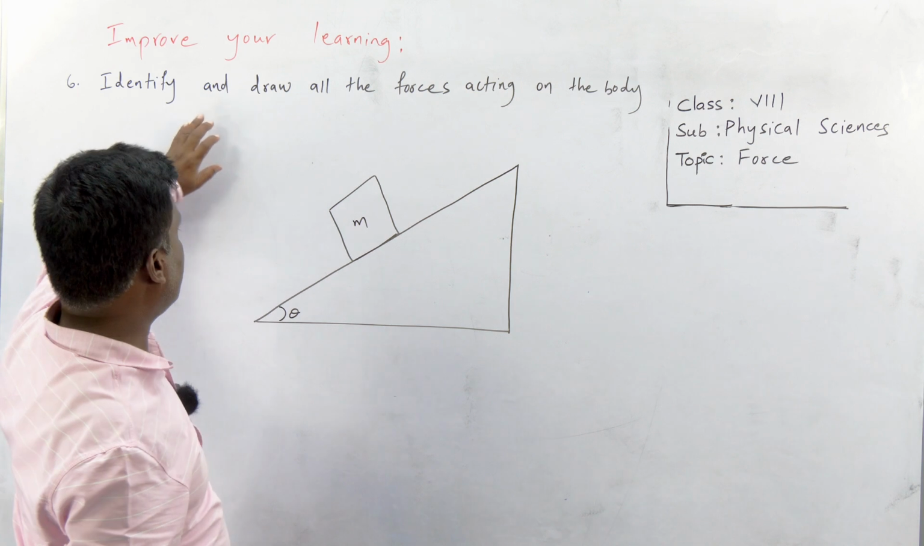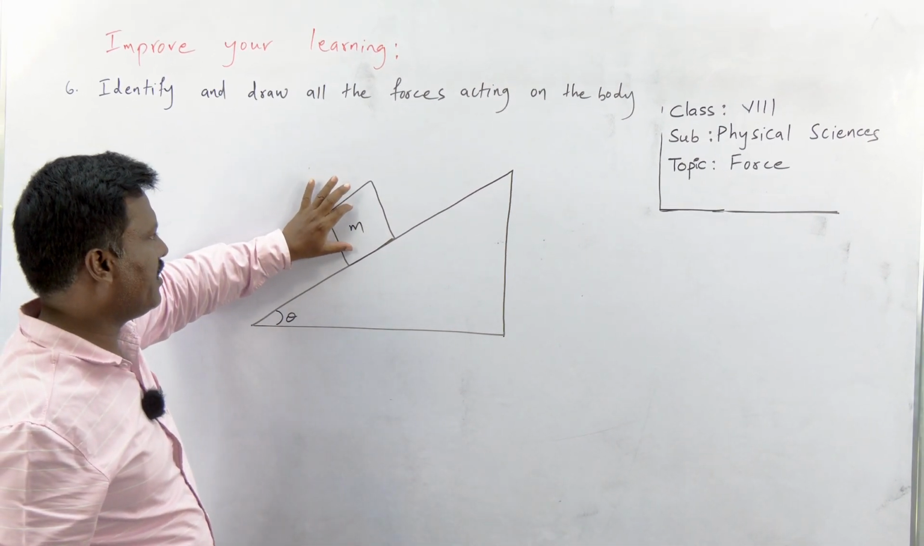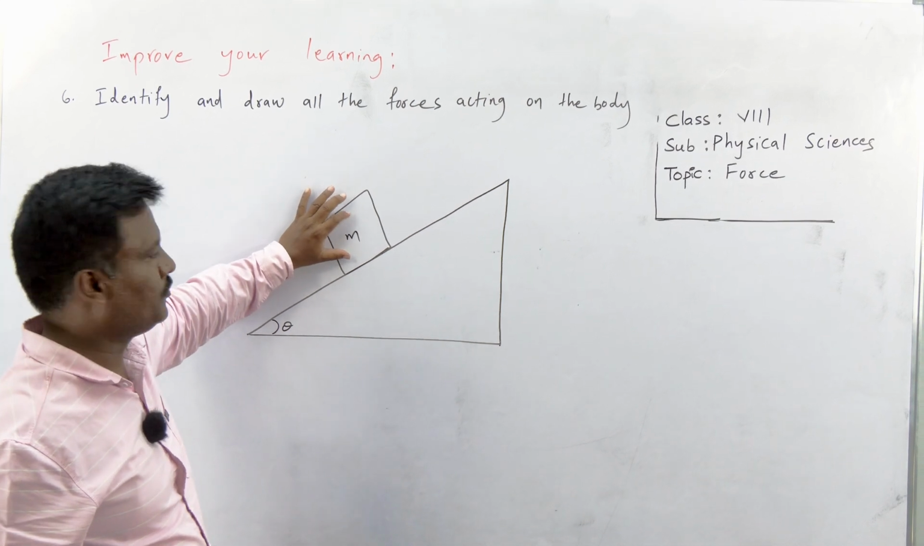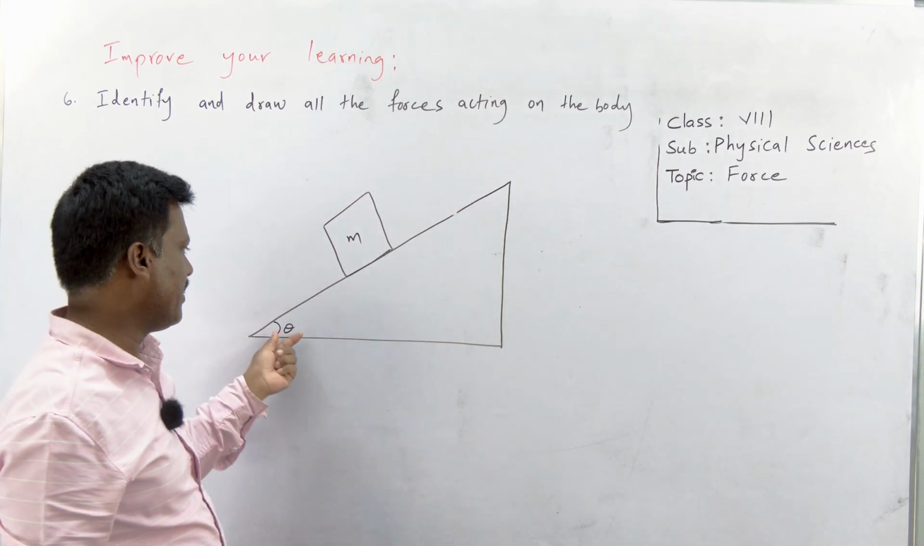So this is the sixth question in the second bit. We have to draw the free body diagram of all the forces acting on this body. This body is placed on an inclined plane. This is a wedge. Here we have the angle.